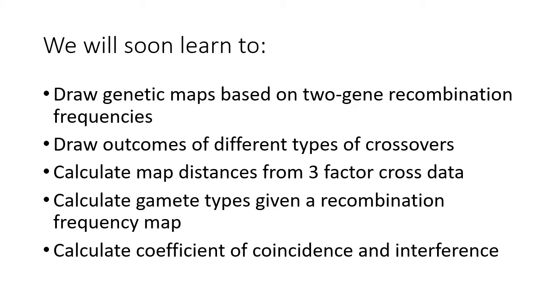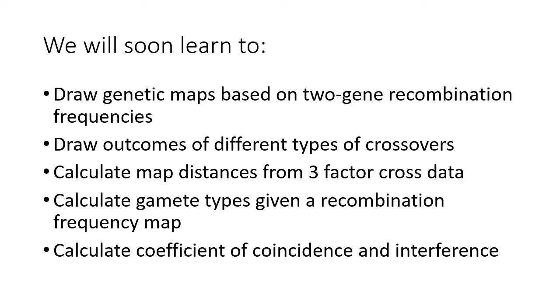Okay, so we already know how to draw genetic maps based on 2-gene recombination. And now what we're going to look at is different types of multiple crossovers, specifically double crossovers. And we're going to be looking at 3-gene segregation patterns and looking at 3-factor cross data.